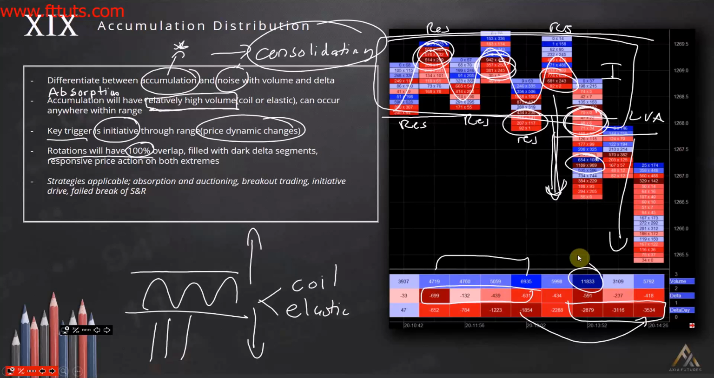When you see really light areas of sideways trade, it's probably just consolidation. When you see areas where there are quite dark patches, that is absorption and accumulation, and that's something you want to be switched on for the break of either side. We are going to apply these strategies in the absorption auctioning strategy session, the breakout trading, the initiative drive, and the failed break of support and resistance.